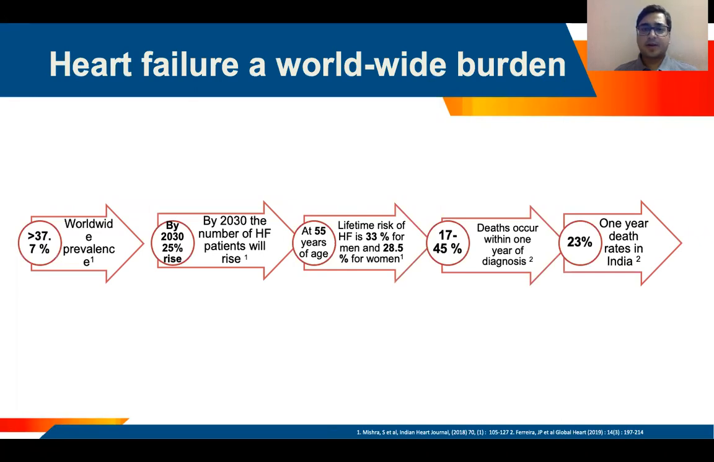Worldwide, heart failure is a global burden, and a large number of patients are suffering from heart failure with its significant impact on mortality as well as morbidities. It has been seen from several studies that more than 37.7% of the worldwide population has heart failure, a significant prevalence. By 2030, the number of heart failure patients will rise by almost 25%. At the age of 55 years, the lifetime risk of heart failure is 33% for men and 28.5% for women. Almost 17 to 45% of the deaths occur within 1 year of diagnosis.